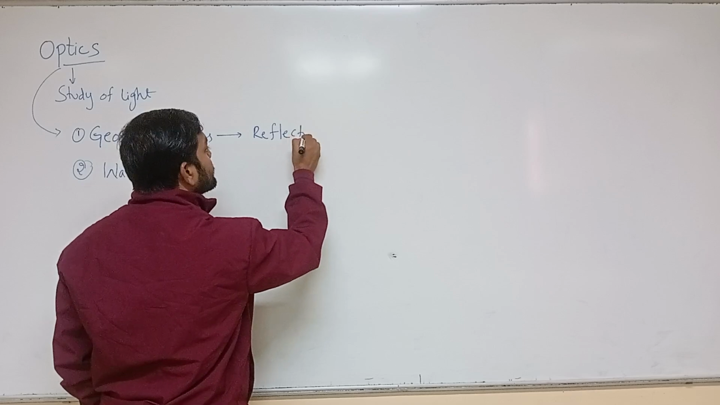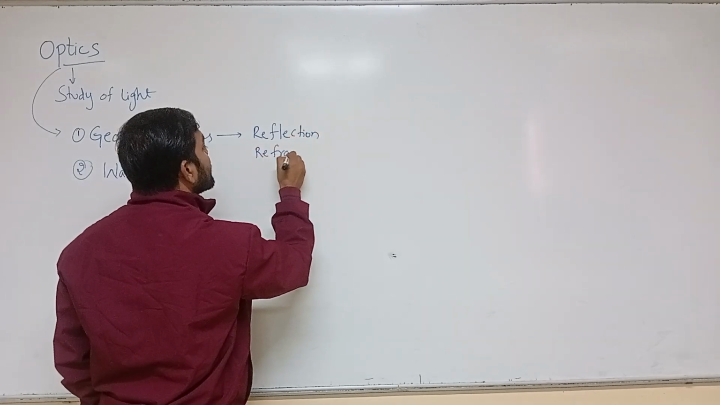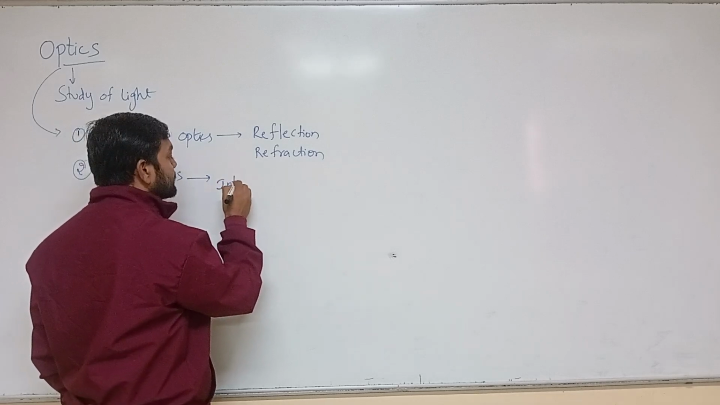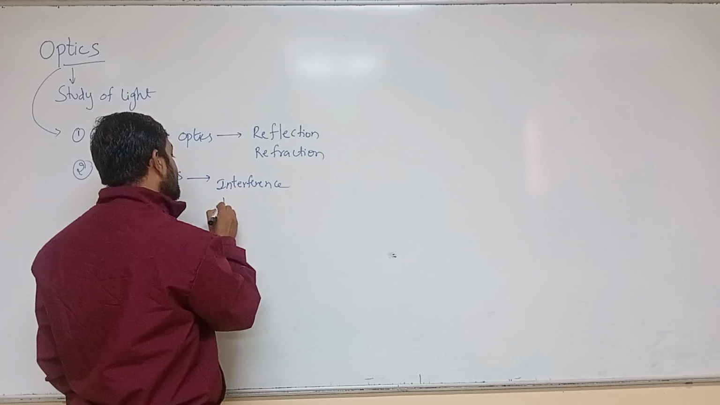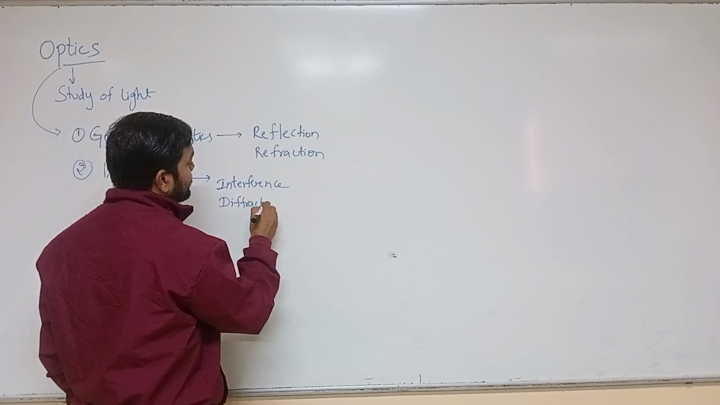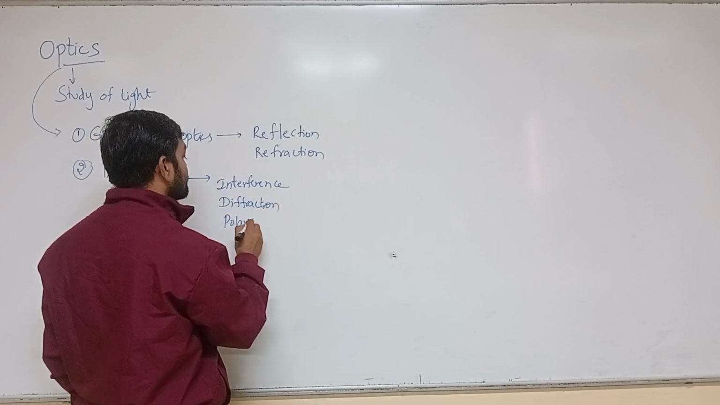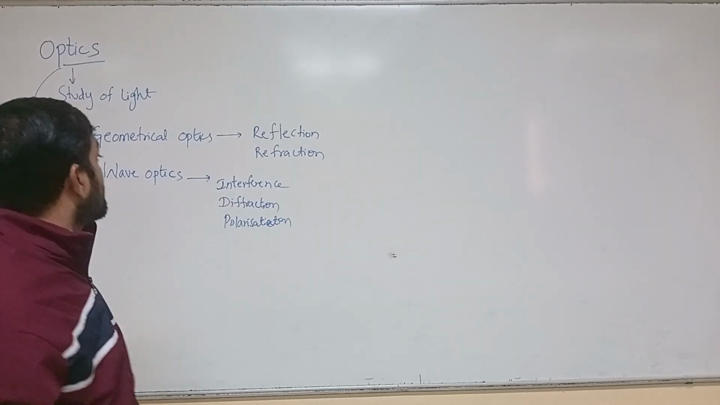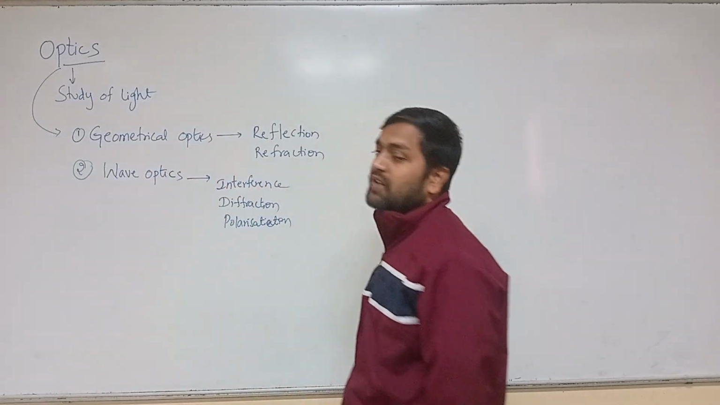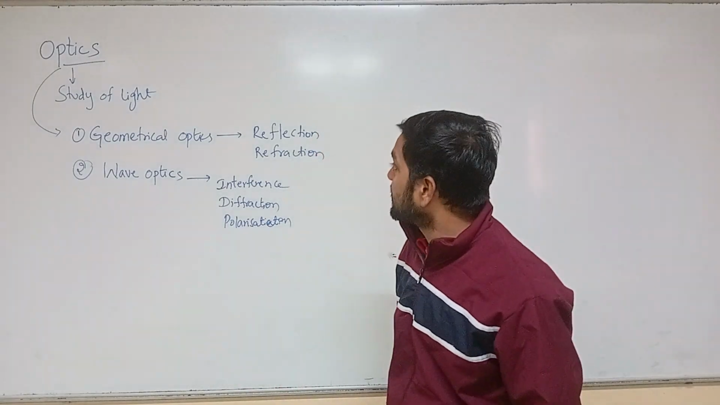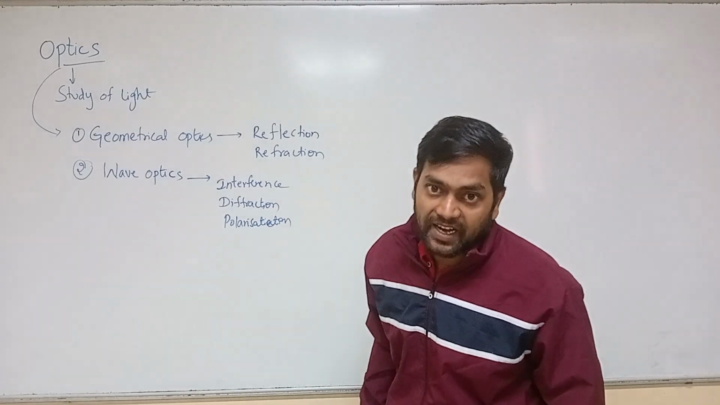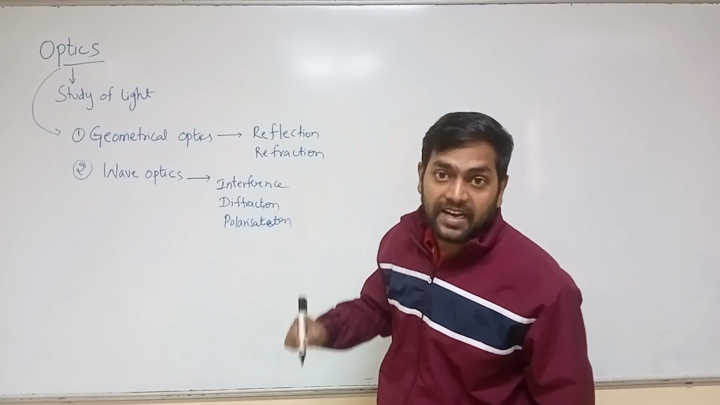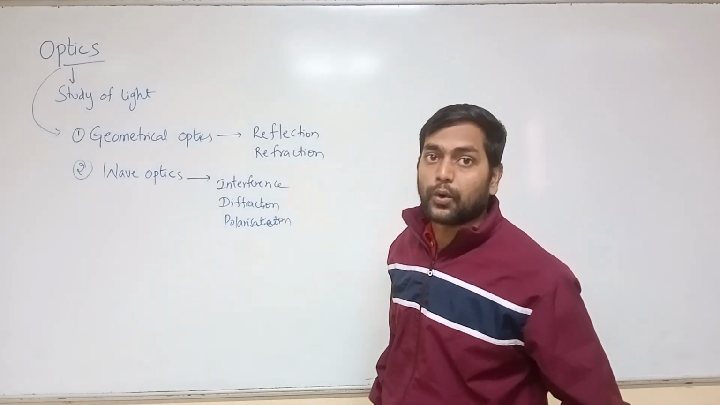And in wave optics we are going to discuss interference, diffraction, and polarization. In geometrical optics we are going to discuss the reflection of light and refraction of light. In that also, the reflection of light in plane surfaces and curved surfaces, and refraction of light in plane surfaces and curved surfaces.